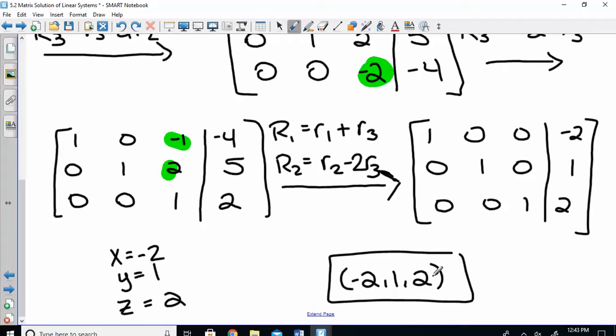So adding that third equation does add quite a bit of work to it. But remember it did when we did substitution and elimination too. When we had that third equation, then we had a lot more steps involved in our problem.